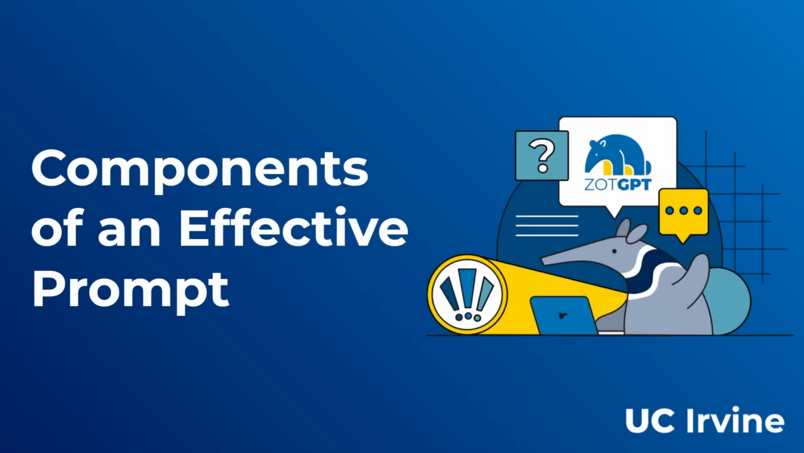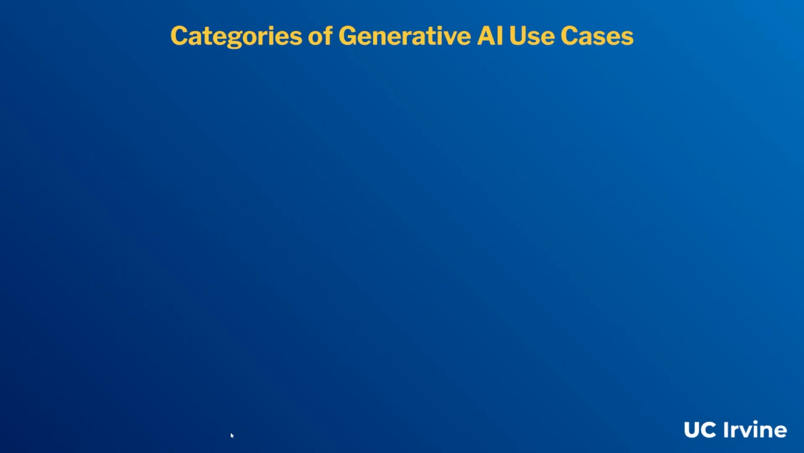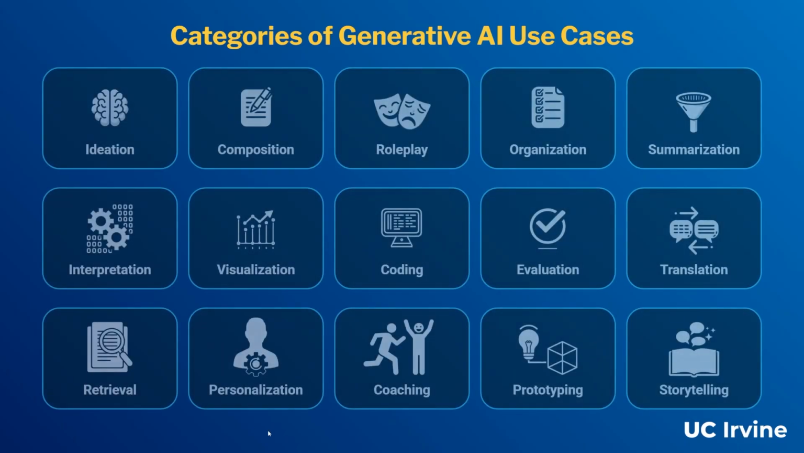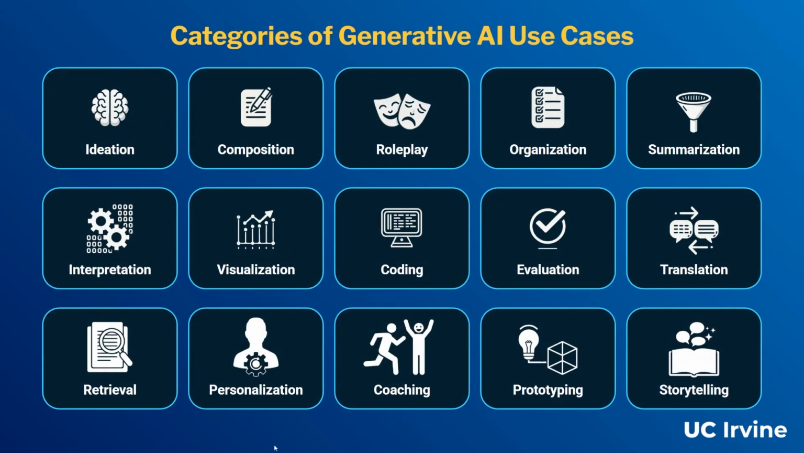In this video, I'm going to be discussing some of the components to consider when you are creating your prompts to be used within ZotGPT. And to get started, it's first important to recognize that there are many categories of use of generative AI and thereby many different types of prompts that you may develop. The categories that you see on the screen here are just a few examples. There are certainly more that go beyond this list.